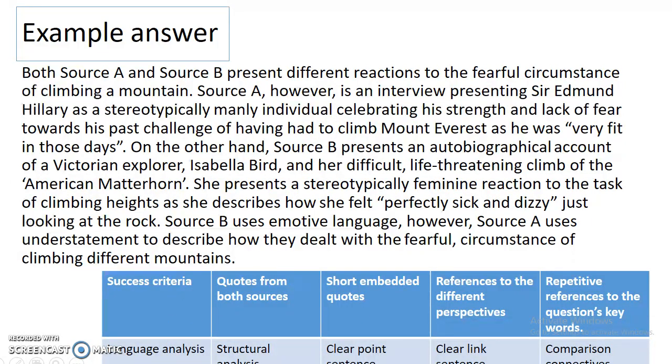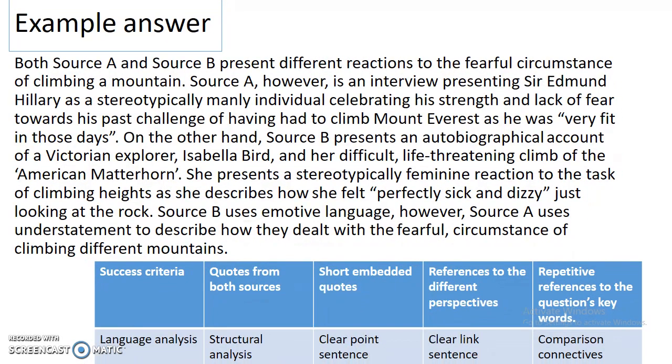Now, the success criteria is here available for you to look at. We have language analysis, structural analysis is acceptable, not exactly brilliant. Short embedded quotes, yes, but there's always space for more. We don't have many short embedded quotes. References to different perspectives, absolutely.